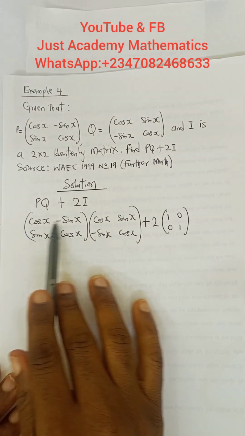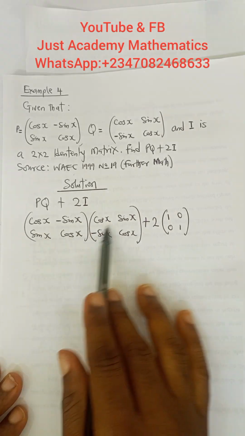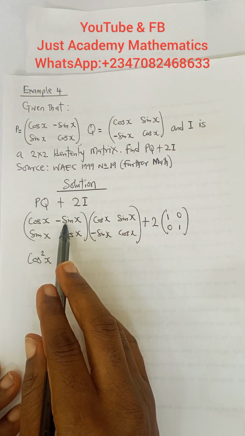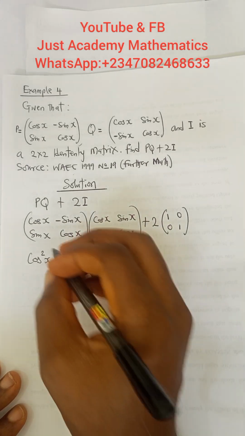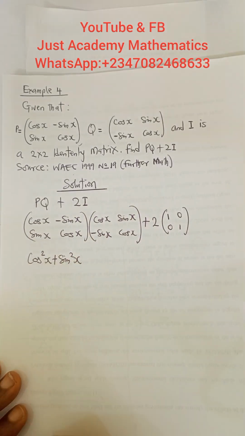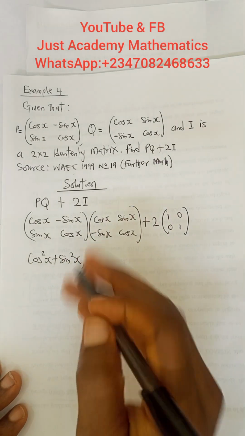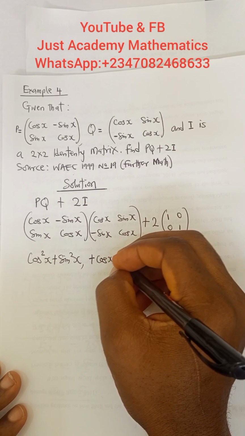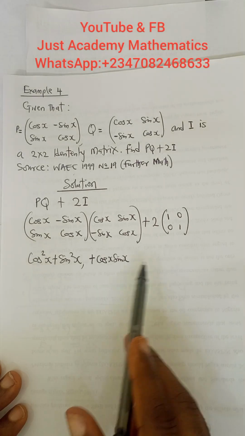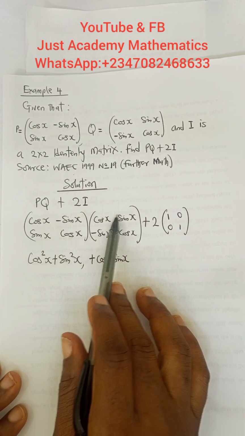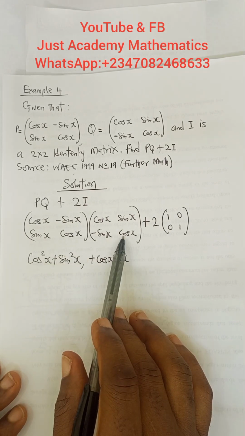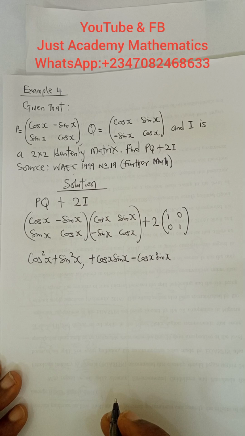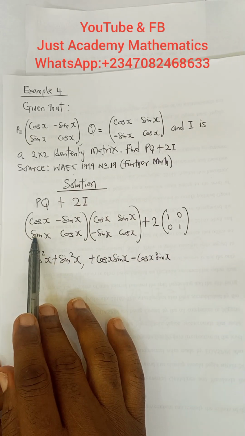Let's proceed. The same procedure. The row times column, row times column. So cos x times cos x will give us cos squared x. Then minus sin x times minus sin x will give us plus sin squared x. That is the first part. Now let's go again. Cos x times sin x is cos x sin x. If anyone can start, it does not matter. It can be sin x cos x. Now, this time this is this. Minus sin x times cos x will give us minus cos x sin x. Are you following now? Now, let's use this row and column. Sin x times cos x will give us what?